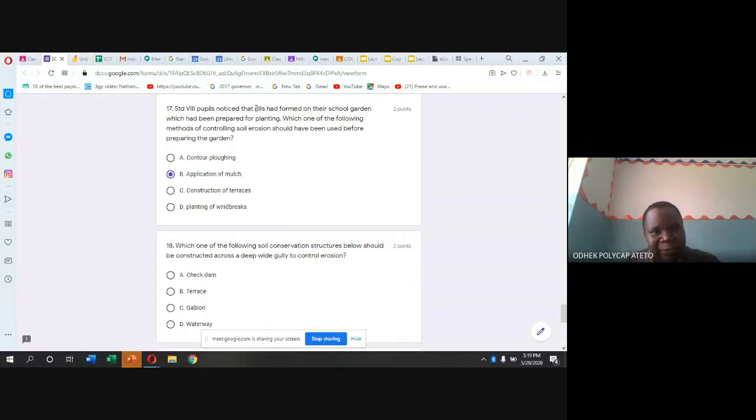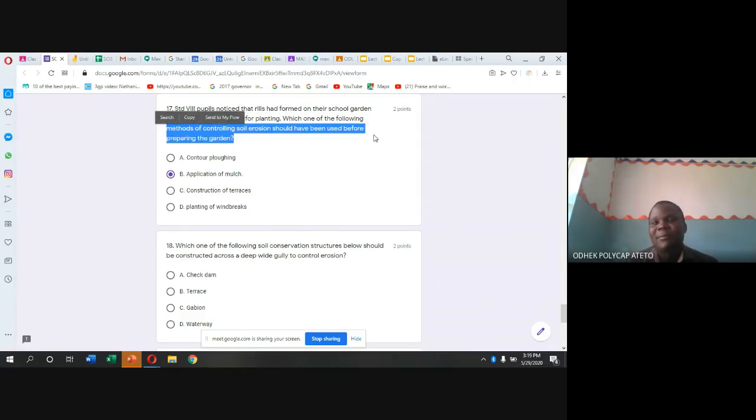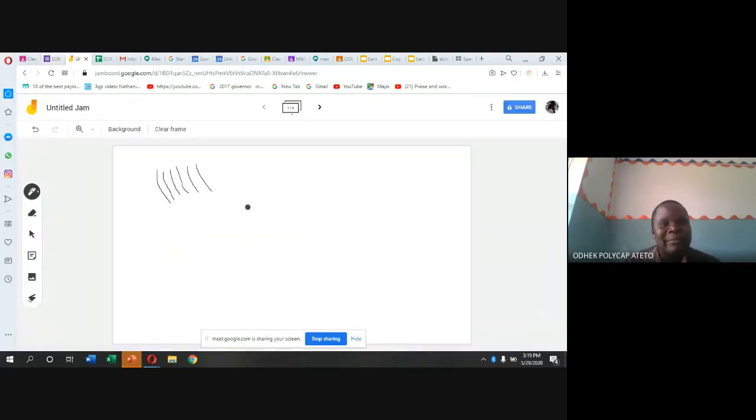If terraces are used to control rill erosion, but in this case rill erosion has already taken place, we would have used the terraces to control it. But now these people are not asking that. These people are asking us which method should have been done before. So what should have been done before is what we call contour plowing.